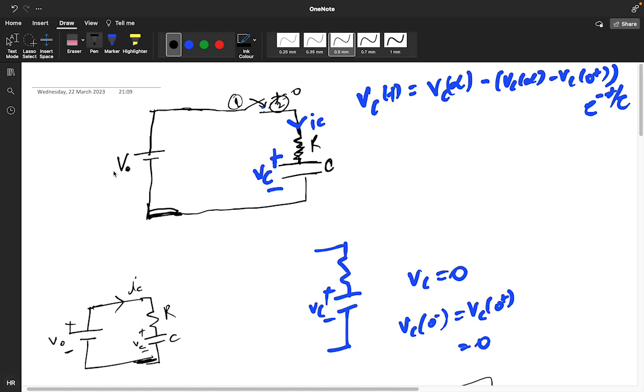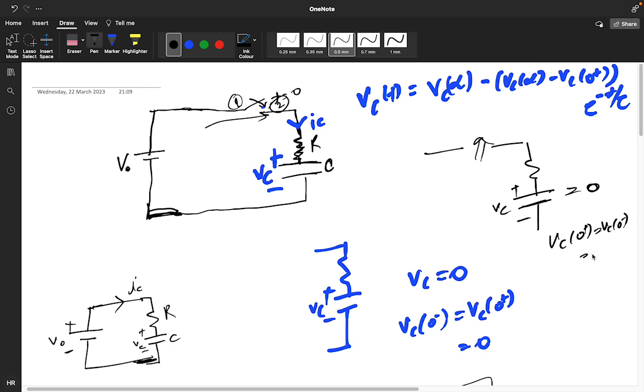So how we did it: we assume our circuit like this, with V naught, and it was initially open. Open circuit means no current is flowing. This terminal is not connected, so the initial value of Vc will be 0. So Vc of 0 plus is equal to Vc of 0 minus is equal to Vc of 0. This is the property of a capacitor: a capacitor does not allow sudden change of voltage.